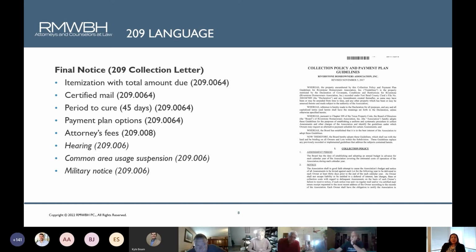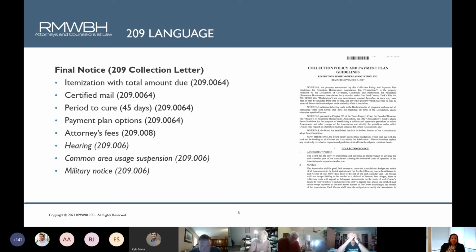Next, the 209 letter has to provide payment plan options. It doesn't necessarily have to say you're entitled to a 3-month payment plan or an 18-month payment plan. But it does need to specifically say that the homeowner is entitled to request a payment plan pursuant to the association's payment plan policy or payment plan schedule. Now, if you have a set amount of months that you want to offer, surely you can include that specific language in the 209 letter, but it really needs to indicate that there is a policy or schedule in place that the homeowner is entitled to request.